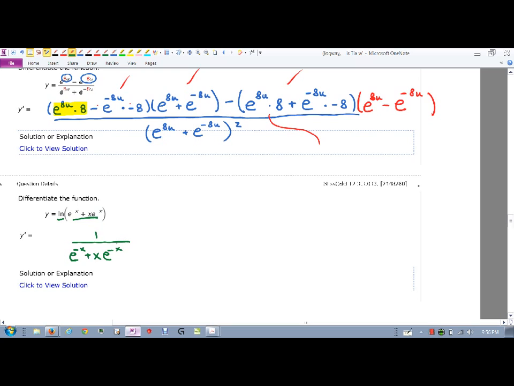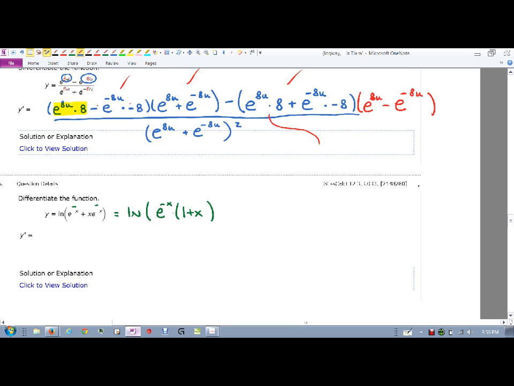I just saw something I could do that I think I like more. You know what? I think I'm going to do that more now that I see it. Notice these both have e to the negative x in them. So what I'm going to do is go natural log. I'm going to factor out that e to the negative x out of both of the terms on the inside. That leaves me with the 1 plus x.